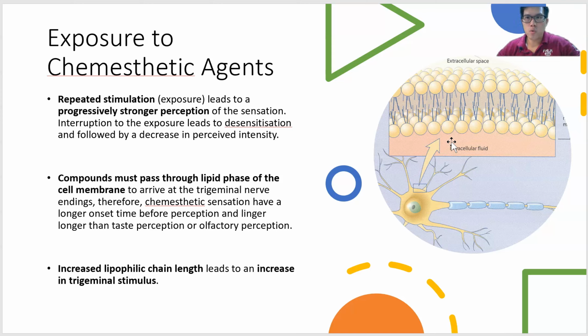So those that easily pass through the membrane can arrive at the nerve ending faster and then trigger the stimulation. That is why the compounds, the agents, the chemical compounds that have more lipophilic chains usually can lead to an increase in the trigeminal stimulus. This is the common characteristic.